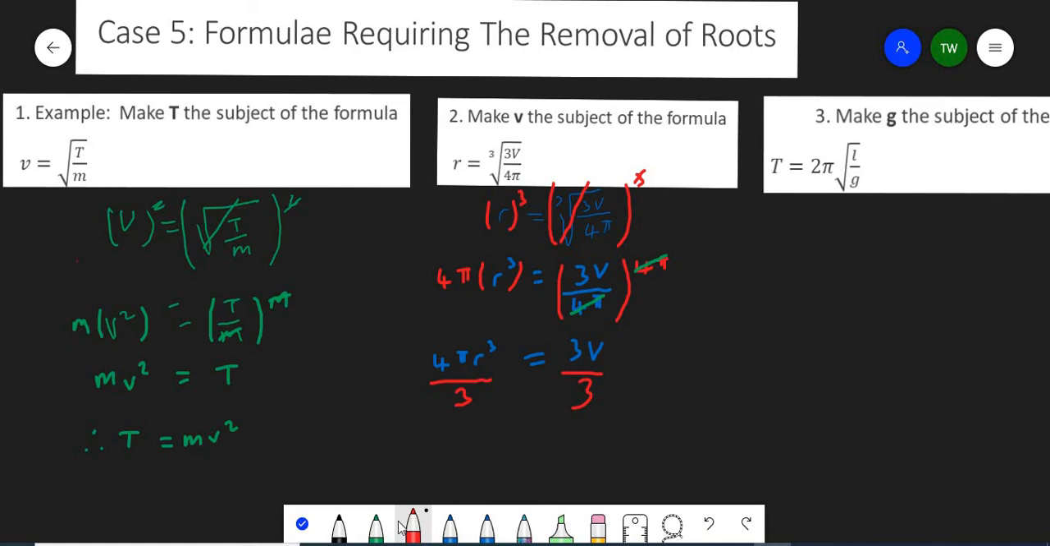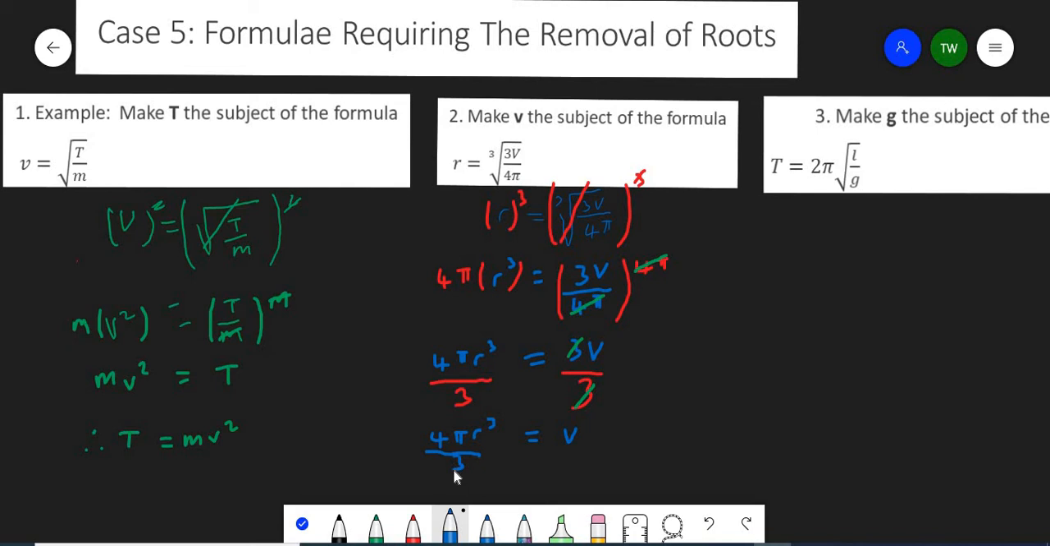And here now, clearly you can see that this 3 in the numerator will cancel out the 3 in the denominator, right? And what you're left back with here is just v, and over here it will end up with 4 pi r cube all divided by 3.